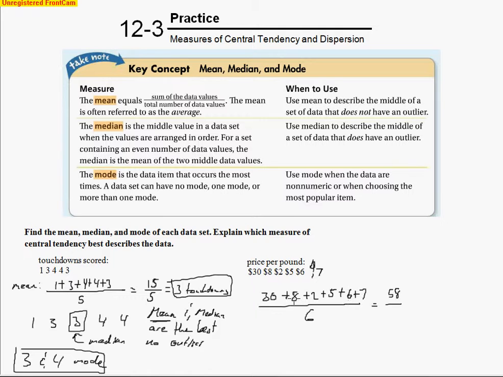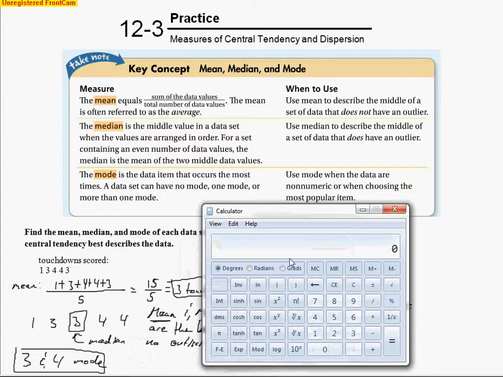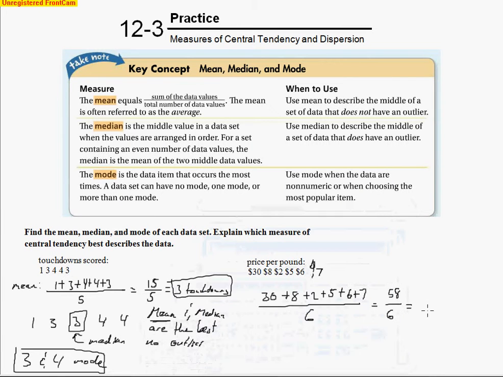So then 40 with the 8 and the 2 is then 11. So it's 51 and 58. 58 over 6. And so we'll just do that division here. So 58 divided by 6 gives me 9 2/3. So we'll say 9 2/3, 9.6 repeated, is the mean.